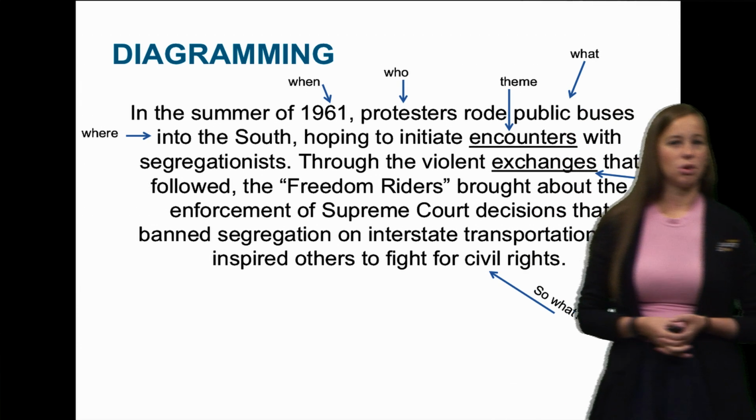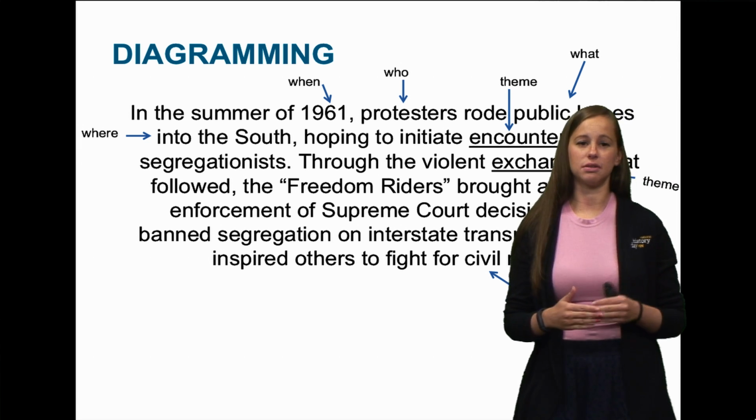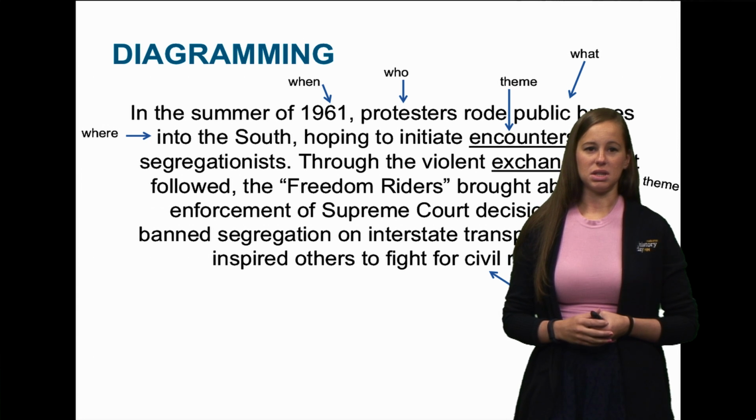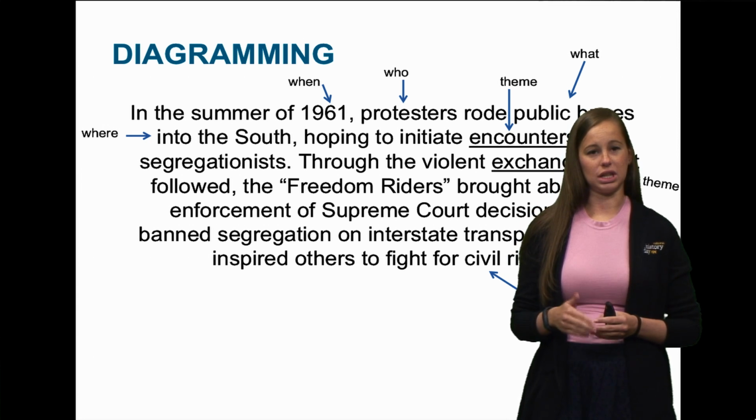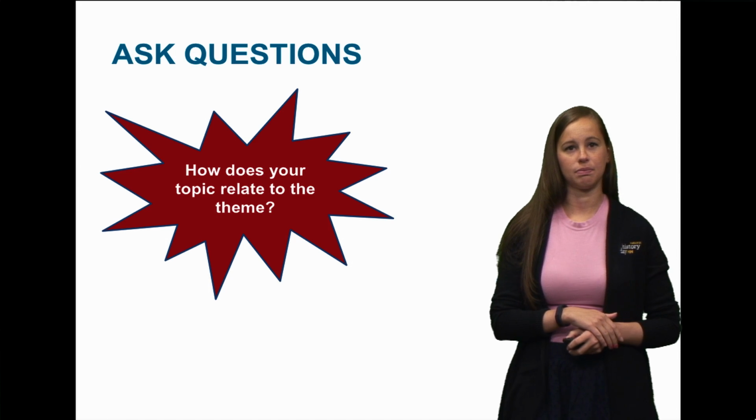So we'll have them point out the when, in the summer of 1961, who, the different protesters. What did they do? They rode public buses into the South, which is also our where. And then that theme connection with encounters and exchanges. And then at the end, the so what. So this could be a good idea to give students a couple different practice thesis statements so that they can identify them when they're looking at other thesis statements and then know how to integrate them into theirs.